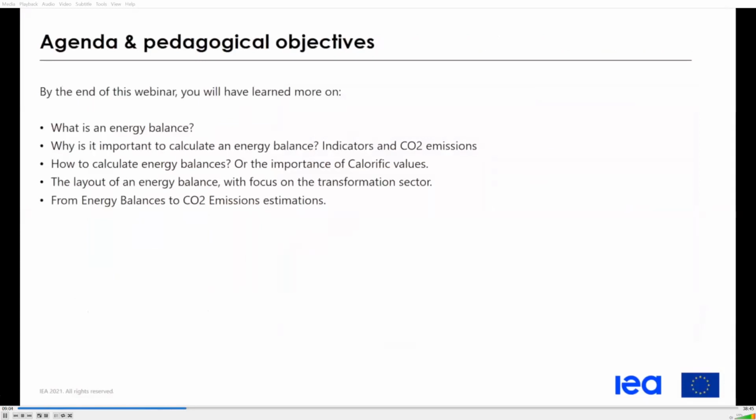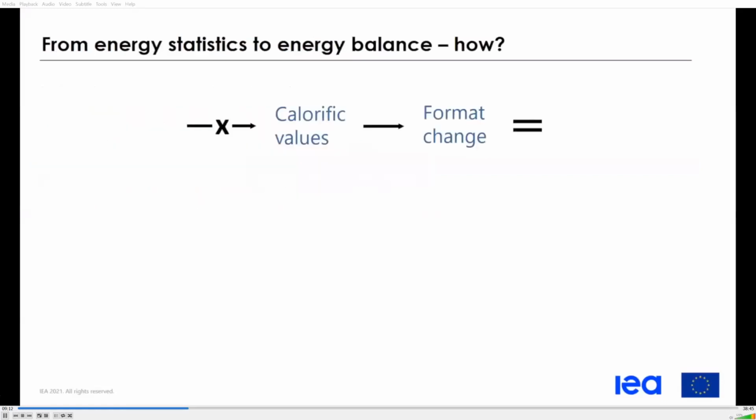Now, let us look at the methodological assumptions underlying energy balances. As you know, energy data are generally collected independently across different commodities. To develop an energy balance from the set of commodity balances, there are two main steps. The first one is to convert the natural units in the different commodity balances, that is for coal, oil, gas, renewables, and electricity, to the chosen energy unit.